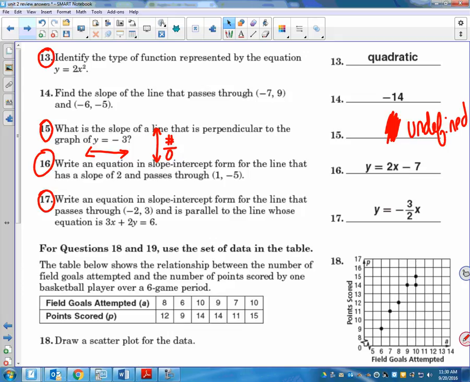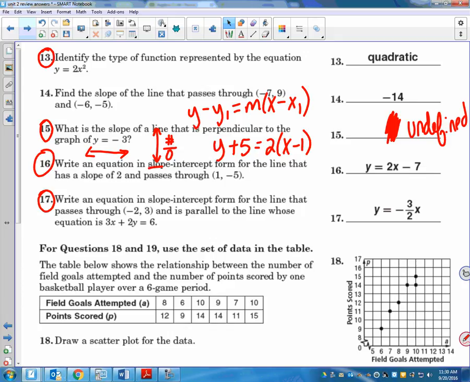16 and 17, both writing an equation in slope-intercept form. If you didn't get those right, remember that point-slope form is probably what you're going to be using, because if they give you a point and a slope, you just plug it in. So like number 16, just to show you, if I plug this point in, this is my x1, this is my y1, this is my slope. So I would say y minus -5 equals 2 times x minus 1.